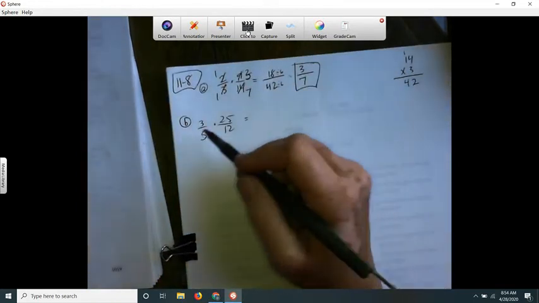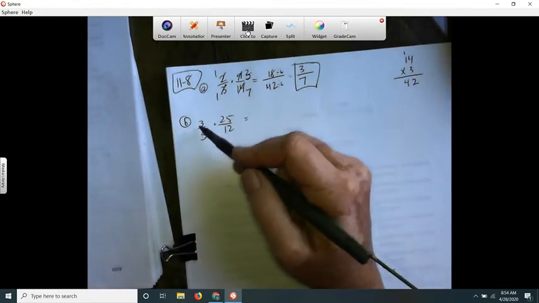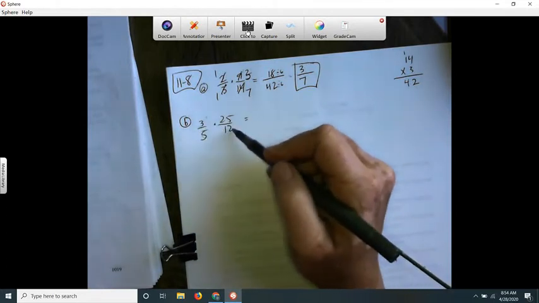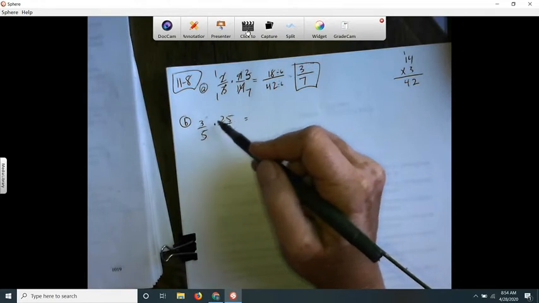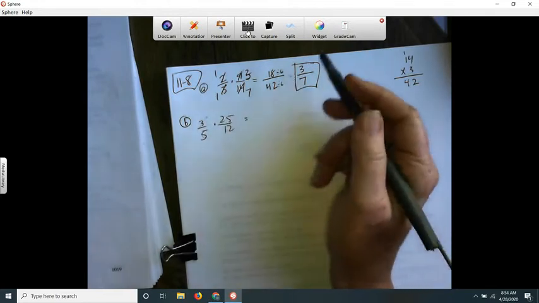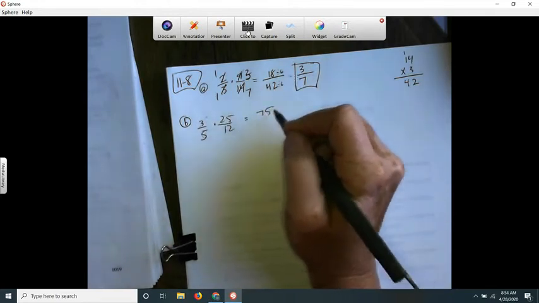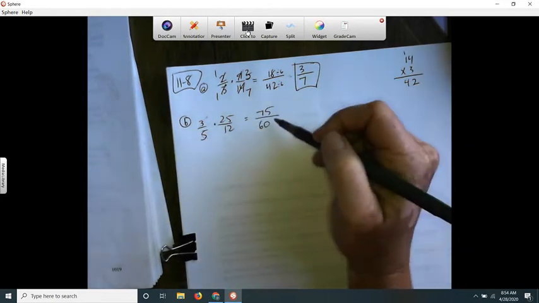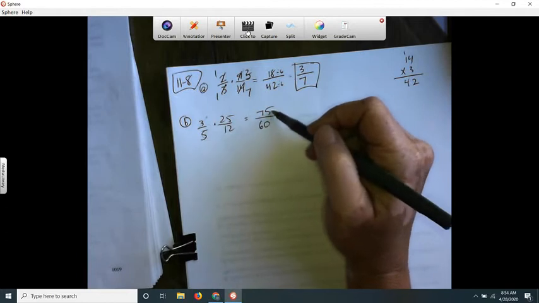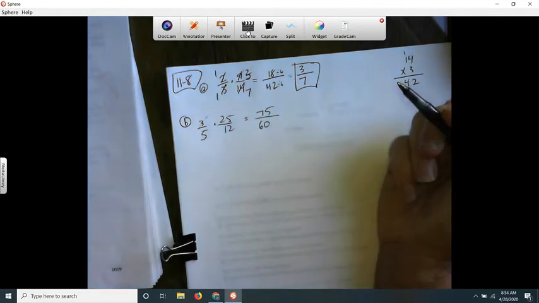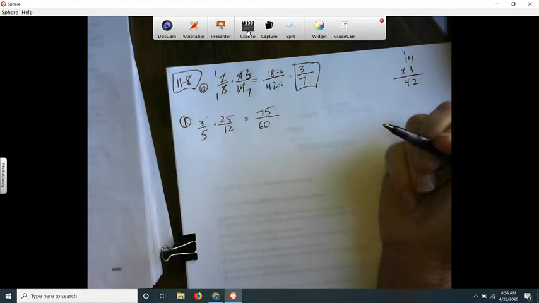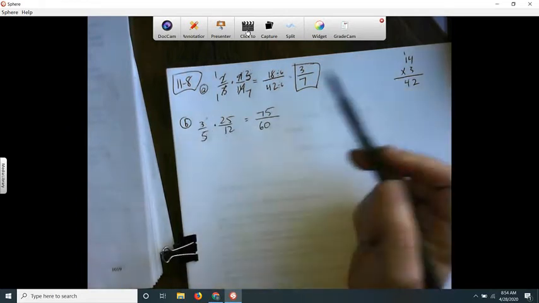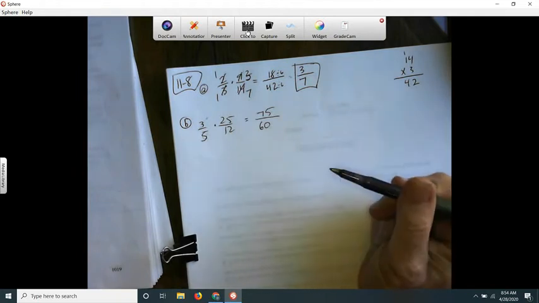So this one, I already flipped it. They want us, instead of just canceling out the 3 and the 12 and the 5 and the 25, to multiply it across the top. And then I'm thinking of something that goes into 75 and 60. So I'm going to kind of cheat and look back here. I can see 5. I think 15 would go into both of those.